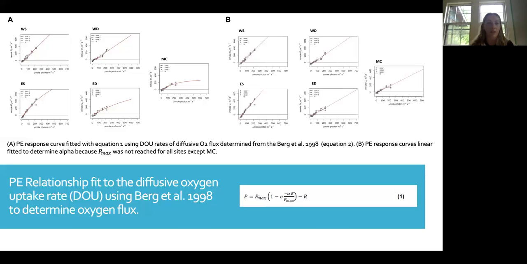So Pmax wasn't reached, and since it's not only fitting for the alpha during these, we decided to do a linear fit just to make sure that we were getting the alpha parameter done better, because that is actually the point where our in situ light levels are reaching, in the alpha range of the curve. So then these curves were also fitted on plot B for a linear fit. And for these sites, they were all very similar.